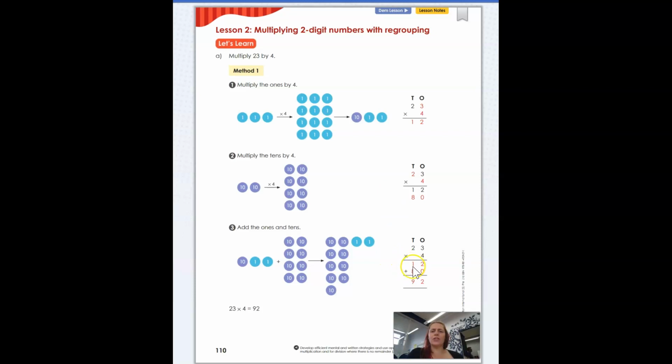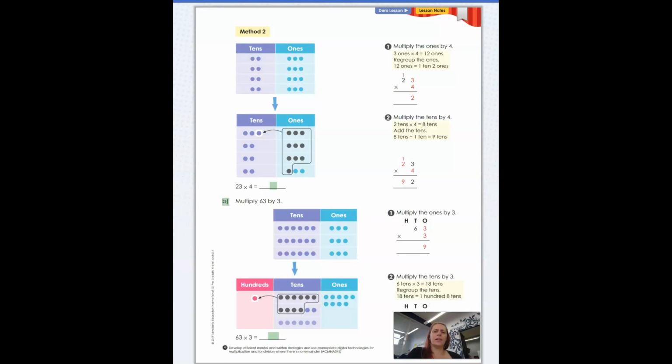We need to take those two numbers and we need to add them. That's the third step. So we take 12, and this here represents 12, and we add it to our 80, which is here. There we go, added to the 80, and it looks like this. We have 9 tens and 2 ones. 92. Simple.